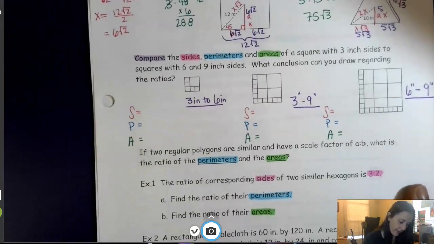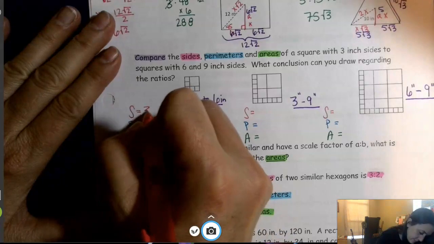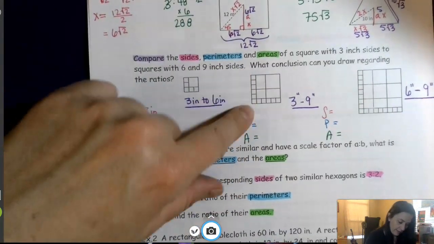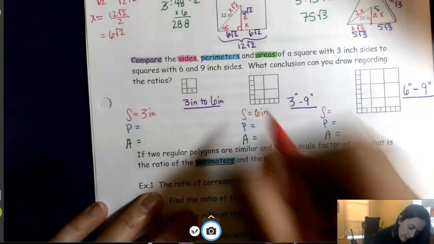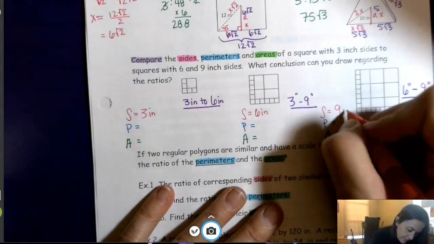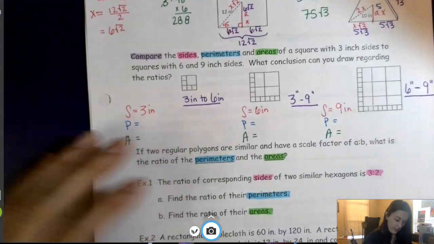The side length of the first one is 3 inches. The side length of the second one is going to be 6 inches. And the last one here, the side length is 9 inches. Go ahead and fill in the perimeter and area for each of those shapes right now.